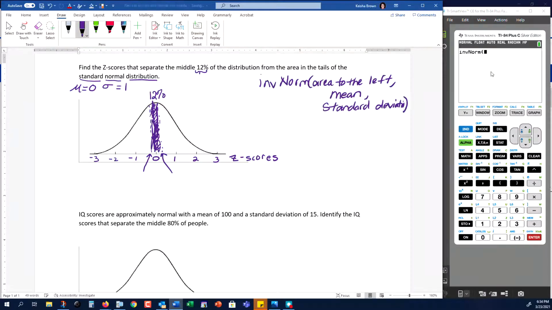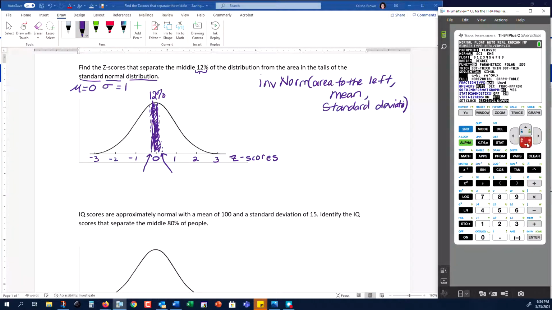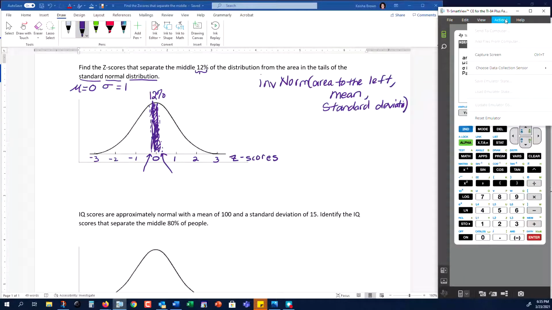Now, this is what your screen will look like if you have the older operating system. If you have the upgraded operating system, when you go to second and vars, which is distributions, and go down to inverse norm, then it's not supposed to look like that. I turn that on. And we go back to distributions, inverse. There you go. So now, area, you should automatically know that this area means area to the left. Then you type in what your mean is, you type in what your standard deviation is, and then you go down to paste.